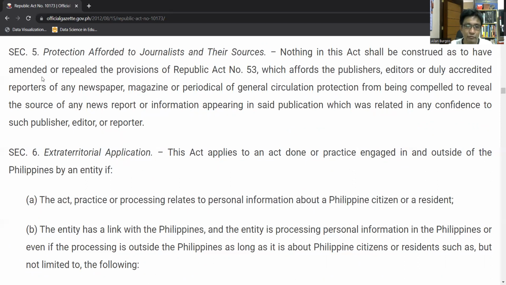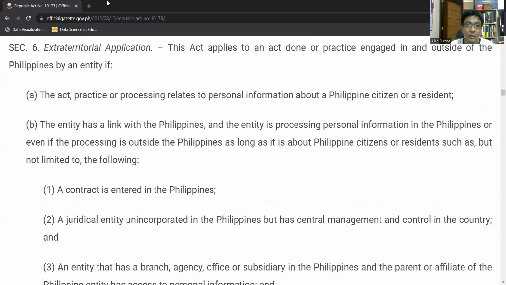Okay, Section 5. Protection afforded to journalists and their sources. Nothing in this act shall be construed as to have amended or repealed the provisions of Republic Act number 53, which affords publishers, editors, or duly accredited reporters of any newspaper, magazine, or periodical of general circulation protection from being compelled to reveal the source of any news report or information appearing in the said publication which was related in any confidence to such publisher, editor, or reporter.